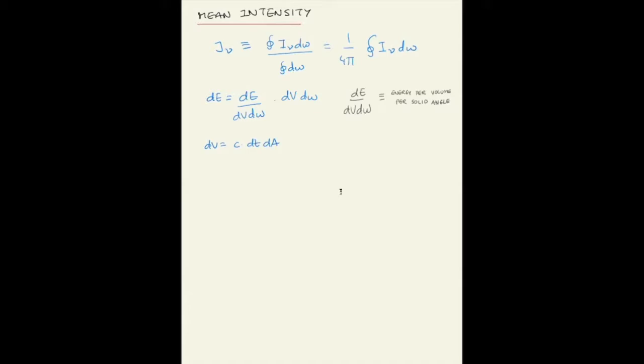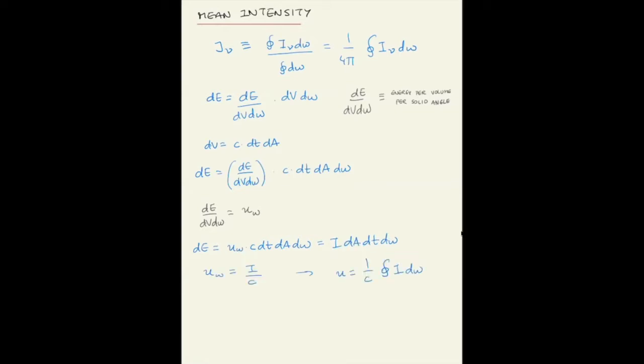If we substitute this volume, now let's call the energy per volume per solid angle, little u. Little u is usually given to the energy over volume, so let's give it a subscript omega for solid angle. So we can write that dE is equal to u omega c dt dA d omega. And using the definition of intensity, this has to be equal to the intensity times area per time times dt times d omega. Comparing both identities, we have that the intensity is equal to the energy density per solid angle times the speed of light.